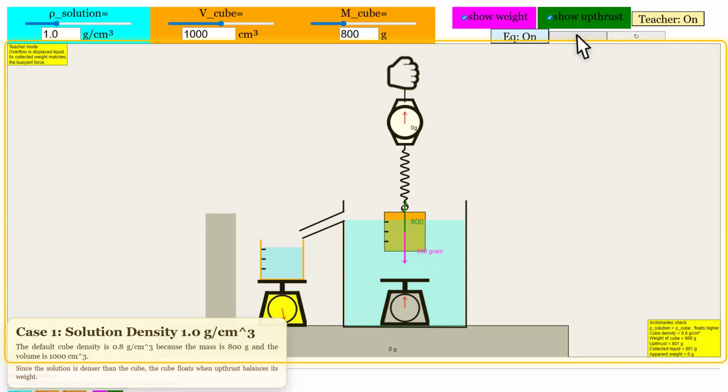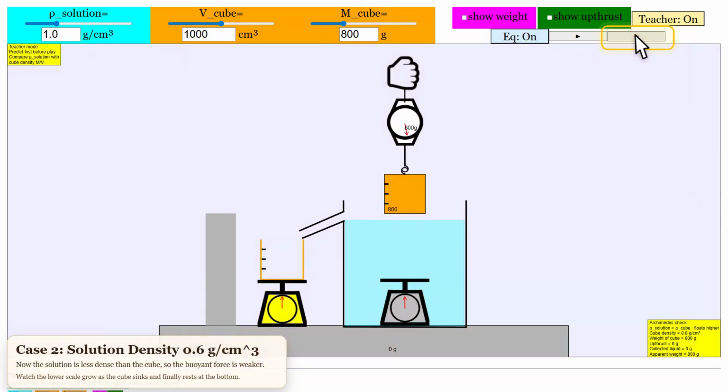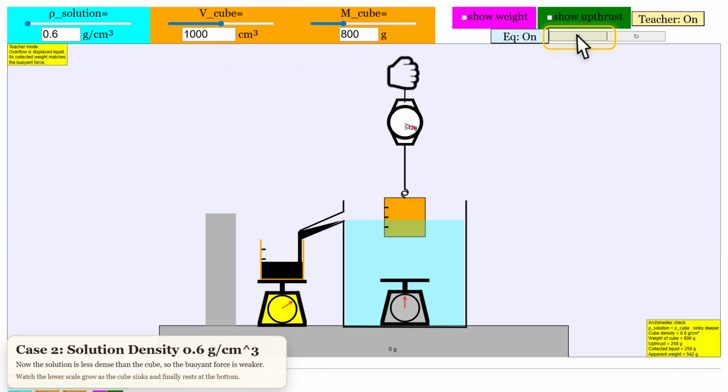Let us begin with the default case. The solution density is 1.0 grams per cubic centimeter. The cube mass is 800 grams and the volume is 1,000 cubic centimeters, so the cube density is 0.8. Because the solution is denser than the cube, it floats. As it settles, the upthrust increases until it balances the weight.